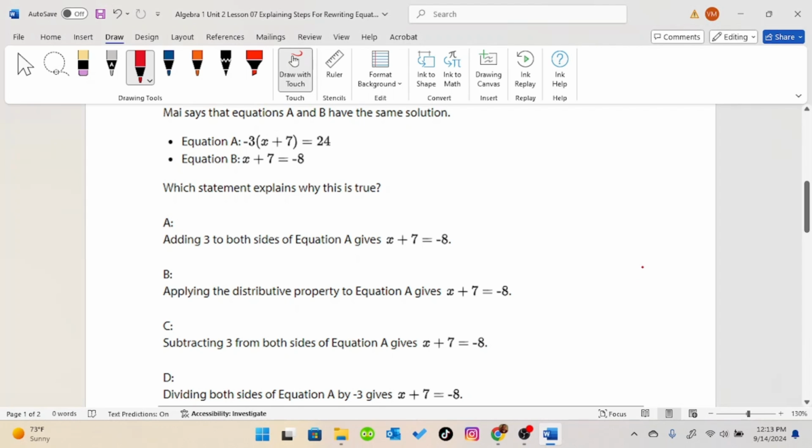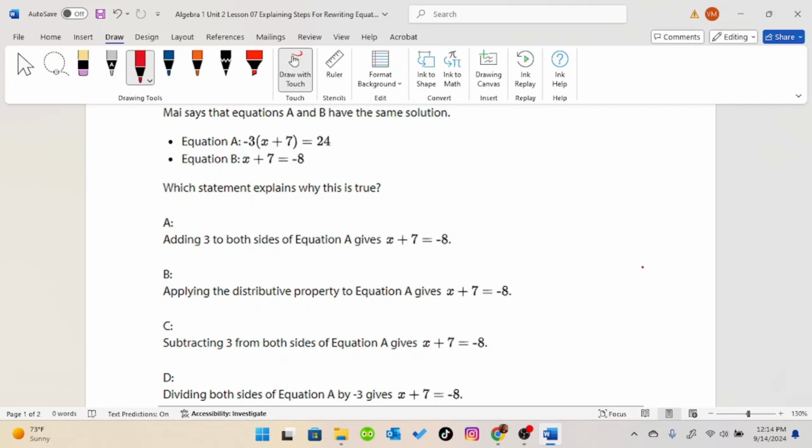Our second practice problem says that equations A and B have the same solution. Equation A is negative 3 times the quantity of x plus 7 equals 24. Equation B is x plus 7 equals negative 8. Which statement explains why this is true?